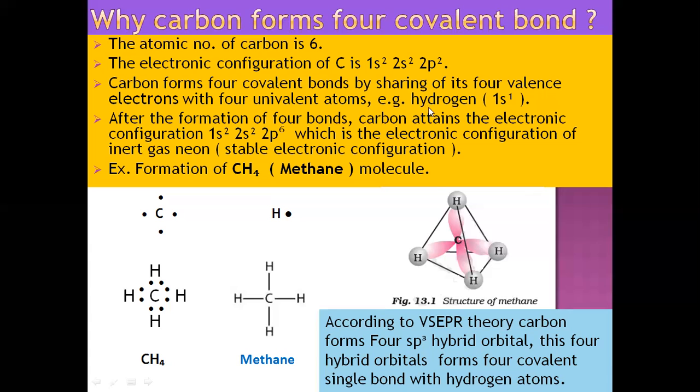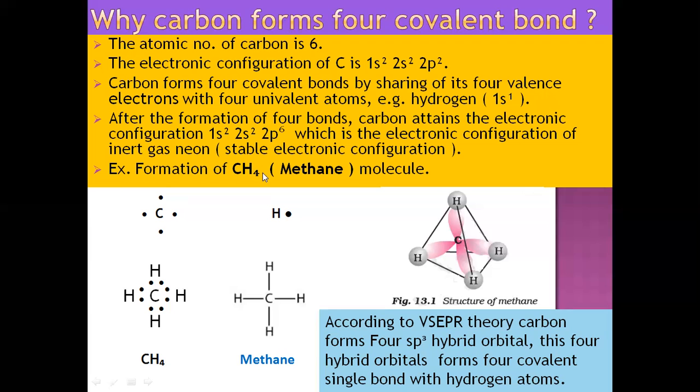For example, hydrogen, chlorine, sodium. These are examples of univalent atoms. Here, the example is hydrogen. Hydrogen has atomic number 1 and its electronic configuration is 1s1. After the formation of 4 bonds, carbon attains the electronic configuration 1s2, 2s2, 2p6, which is the electronic configuration of the inert gas neon, that is stable. That means carbon achieves a stable electronic configuration. Carbon completes the octet.